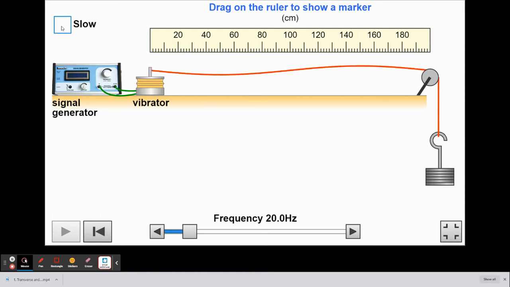And if we slow this down, you can see what that means. So in this length of string, which is 2 meters long, there's 1 up and 1 down. So this equates to 1 wavelength. We've got the frequency from the signal generator. We've measured the wavelengths with a meter ruler, and so we can use those 2 numbers to calculate the speed of this wave.